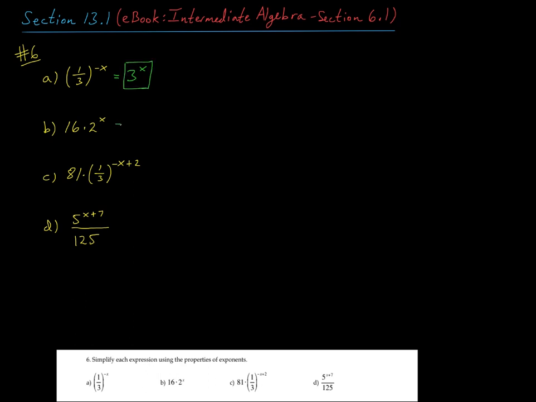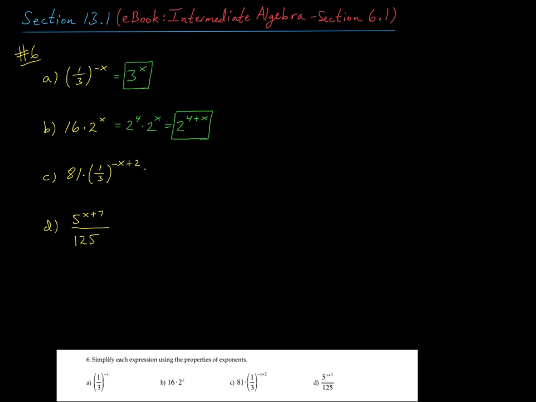Something like part B, 16 times 2 to the x. Well, 16 is 2 to the 4th power, and I'm multiplying that with 2 to the x. So notice here I can combine those as one exponential expression. That'd be 2 to the 4 plus x.